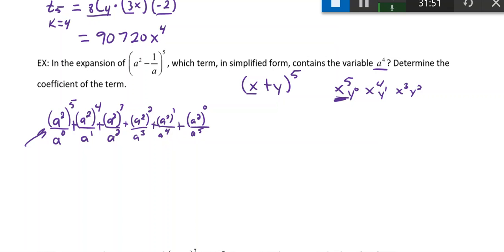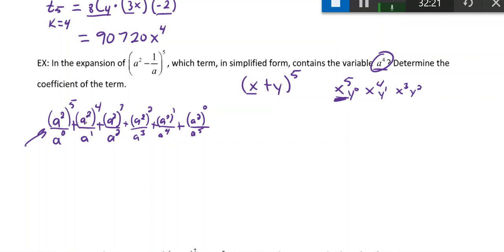Okay, so now that I have that generally set up, remember what we're trying to do here. We're just really trying to figure out which term we're trying to find, right? They just never told us which term, so we want the one that simplifies down to a to the power of 4. So I think we can figure that out, right? This top one here would be a squared to the power of 5. That's really a to the power of 10. And then a to the power of 10 over a to the power of 0 is just a to the power of 10. Well, let's go to the next one.